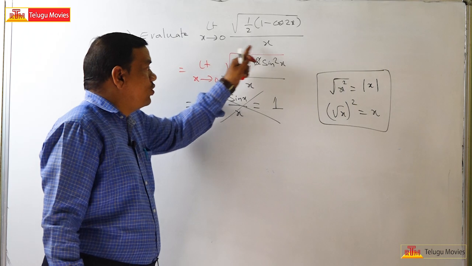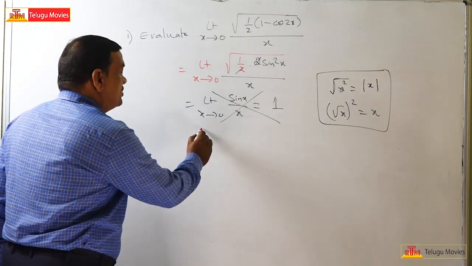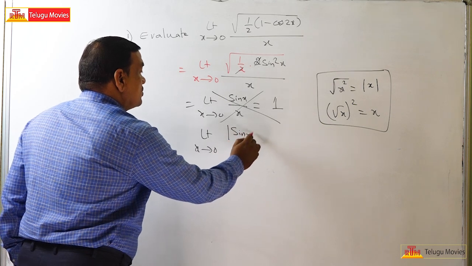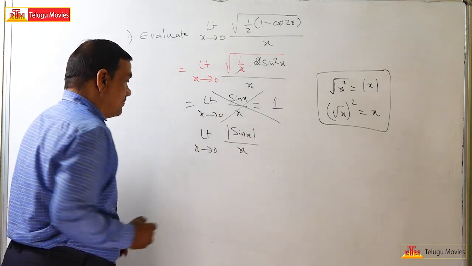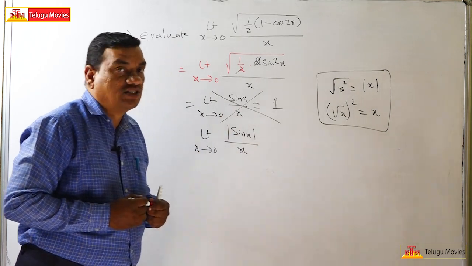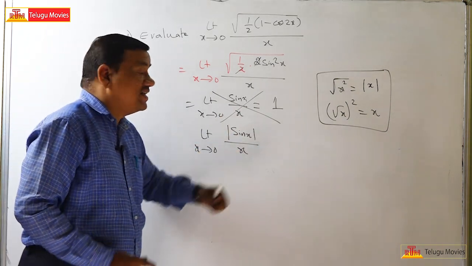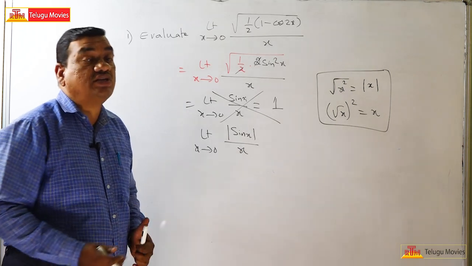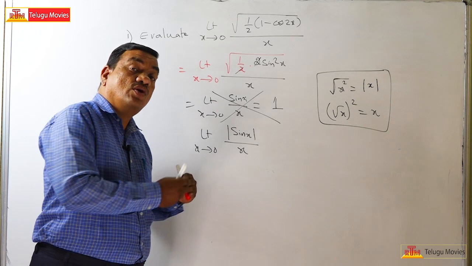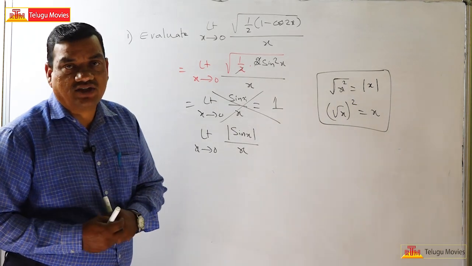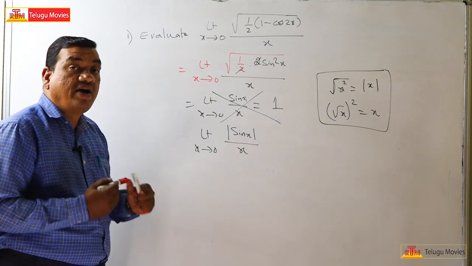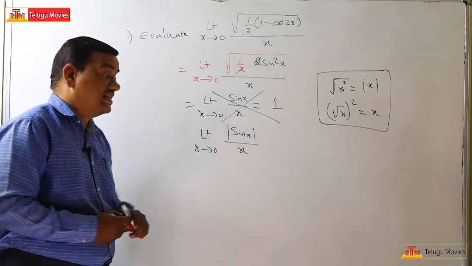So root of sin square x, this is equal to limit x tends to 0 of modulus of sin x by x. It is not simply sin x, it is modulus of sin x by x. Whenever modulus comes, its value changes as x approaches from the negative direction and from the positive direction, so from the left side and the right side. So here we have to compulsorily find the left hand limit and right hand limit.